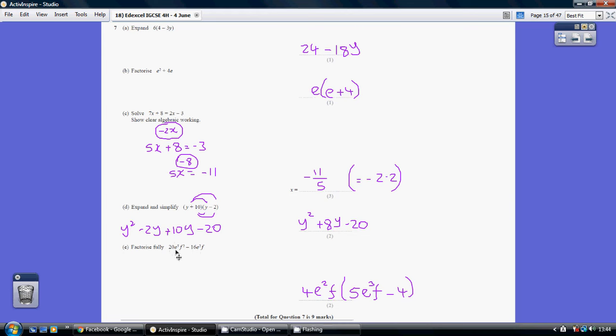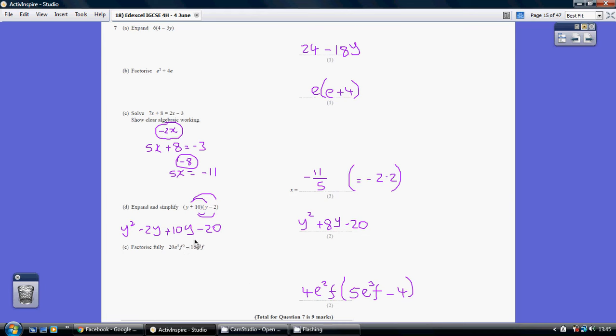That's 4. What's the highest common factor of e to the power of 5 and e squared? Well, that's e squared. What's the highest common factor of f squared and f? Well, that's f. So that goes outside the bracket. Open up the bracket, and you've now got to say to yourself 4e squared f times what gives you this first term. So we need a 5 to get 4 5s are 20. We need an e cubed to get e squared times e cubed is e to the power of 5. And we need an f to give us f times f is f squared. Get the sign right, that's a minus.